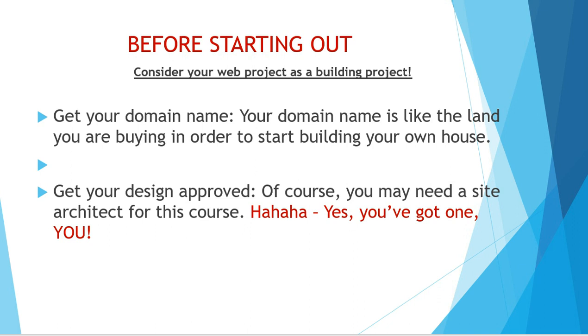Okay, before you start out, consider your project as a building project. Right now, the first thing you're going to do is to get your domain name. Your domain name is like the address of the land you are buying. Right, get your domain name and the hosting name. Get your design approved. What am I trying to say at this point in time? Get your domain name, that is your license number.